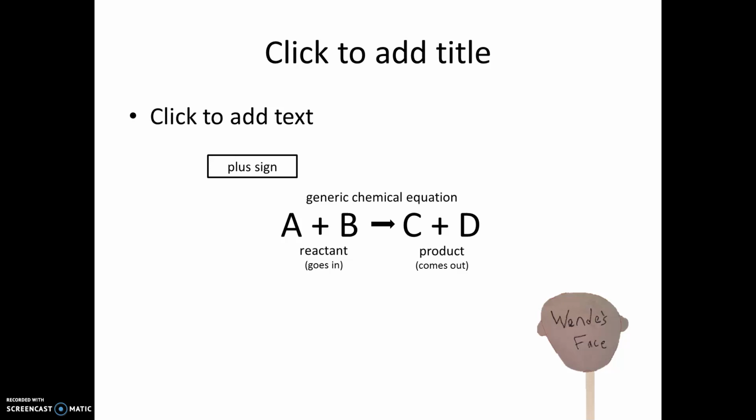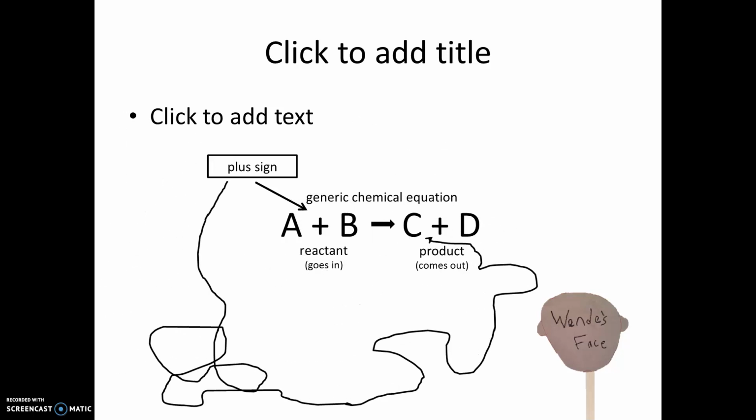In between the reactants are plus signs. In between the products are also plus signs. They indicate that both of the things around it are on the reactant or product side. In the middle is an arrow. It indicates that the reactant goes to the product.